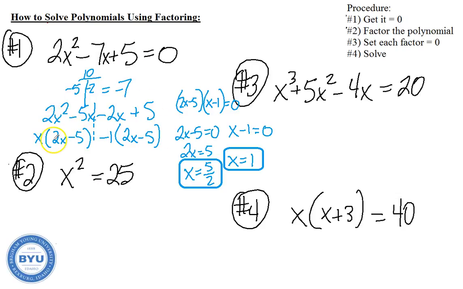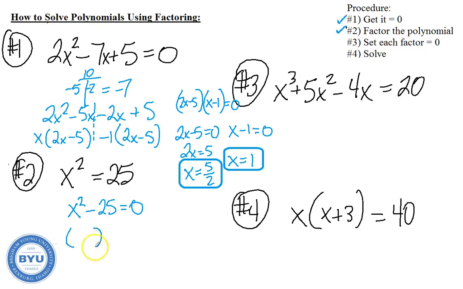In number 2, we have a 2-term polynomial. We have to get it equal to 0. Let's do that first. Let's subtract the 25 over. When I subtract the 25 over, now it equals 0. So now that it's equal to 0, I can go ahead and factor the polynomial.